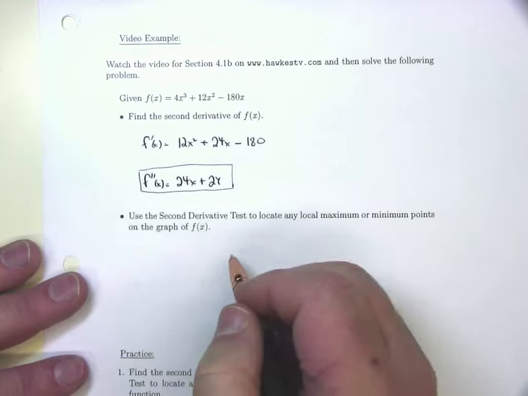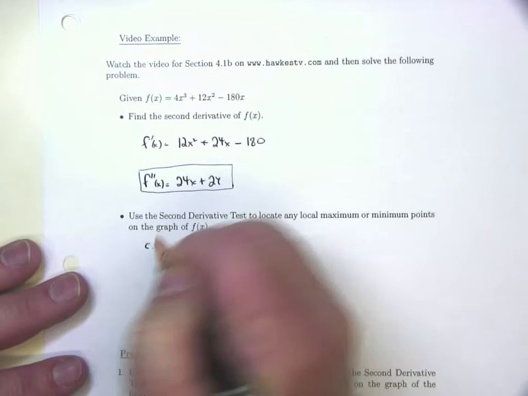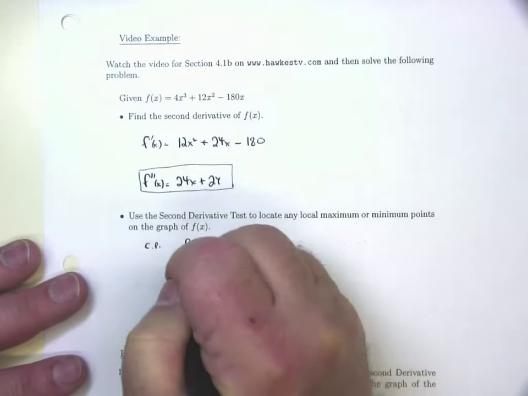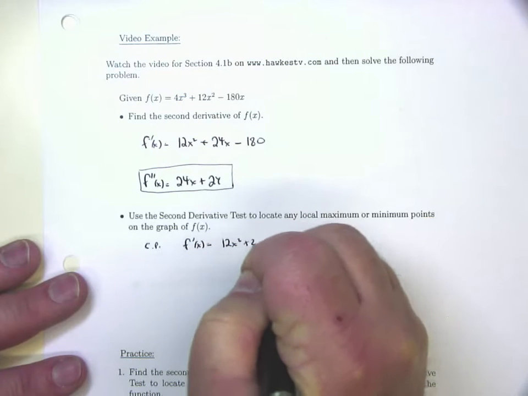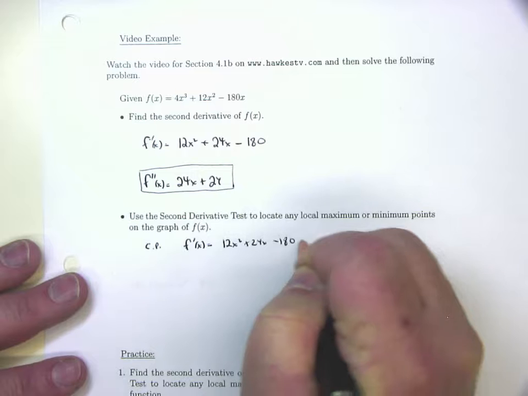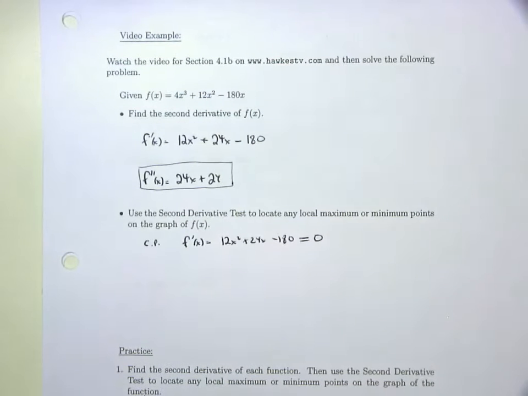I've got to find critical points first. Where are my critical points going to be? To find a critical point, you've got to take that first derivative, which is 12x squared plus 24x minus 180, set it equal to 0 and solve. So that same stuff we did in chapter 3 is going to continue to haunt you. To maximize or minimize, you take the derivative, set it equal to 0 and solve.